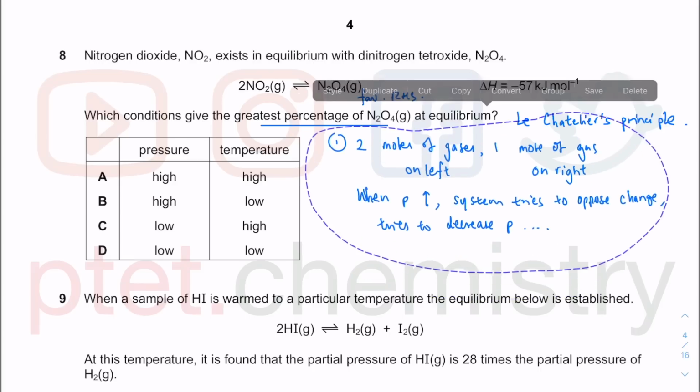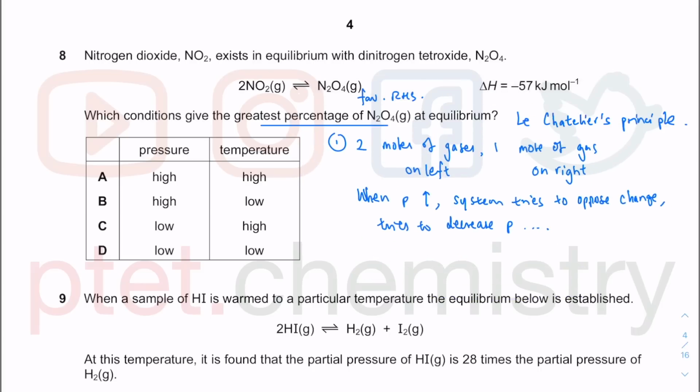When you shift to the right hand side to decrease pressure, shifting to the side with fewer gaseous molecules, my N2O4 will increase. So I do want pressure increasing to give me a higher yield of N2O4. So now I'm left between A and B, and not C and D. Next up is to do with temperature.